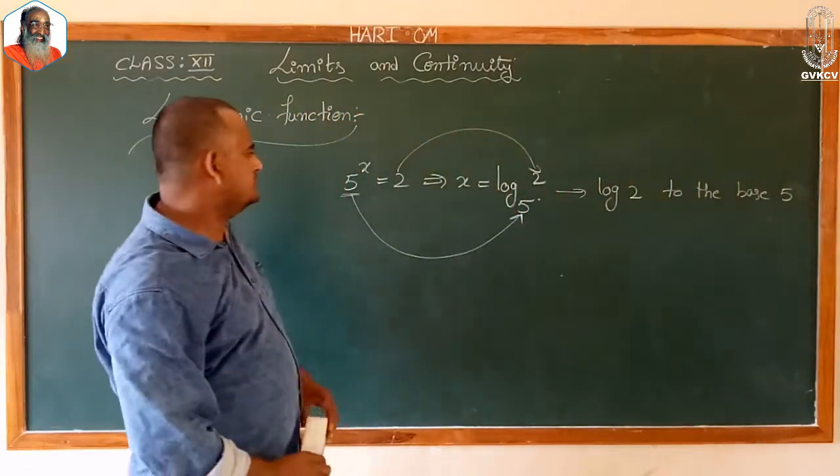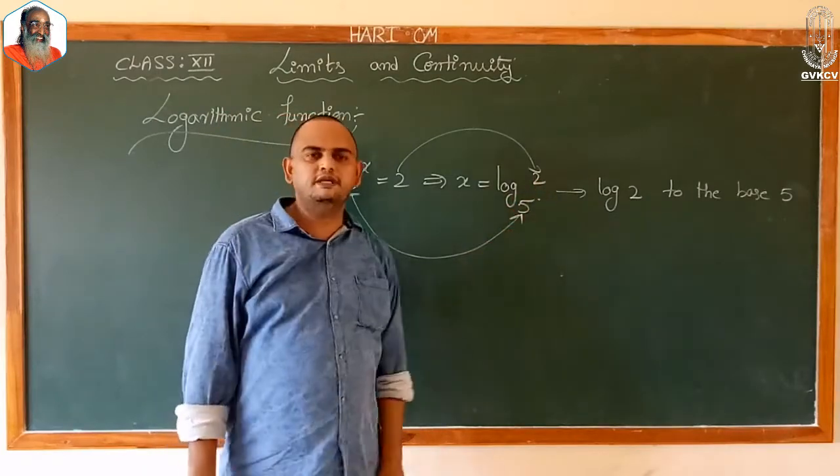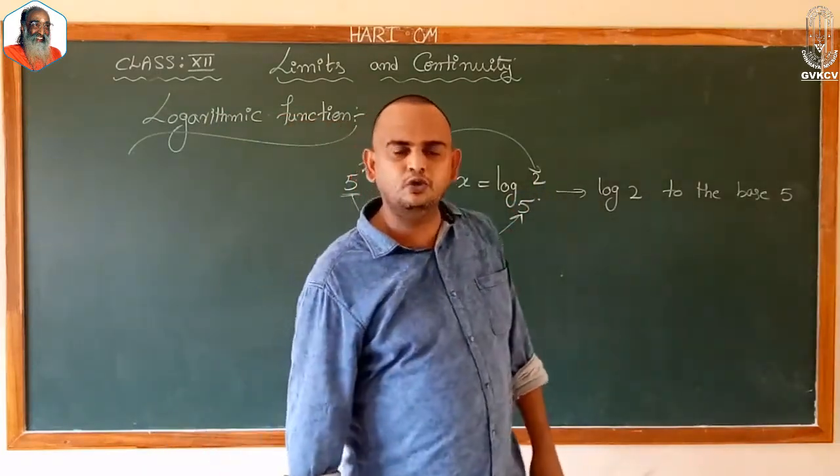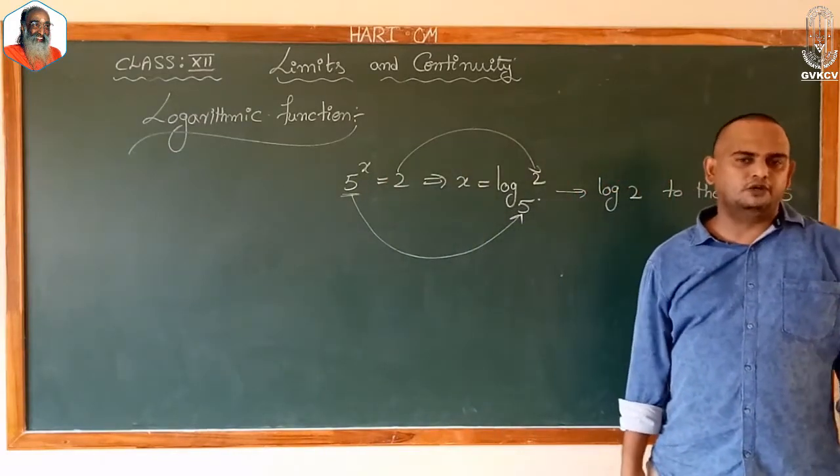So now this is the value of x. The value of x is nothing but what? Log 2 to the base 5. Now you may ask, what is log 2 to the base 5? For every logarithm, we have some values.